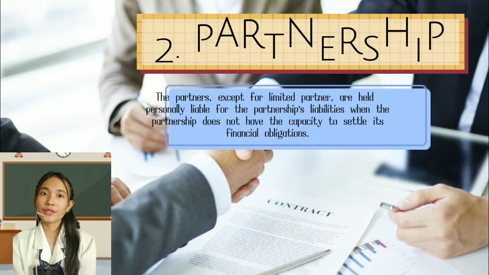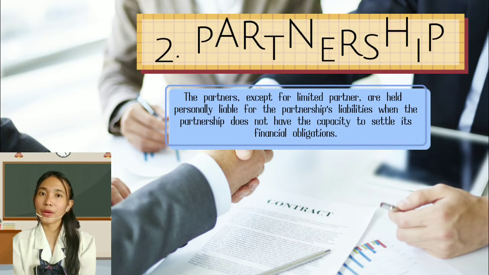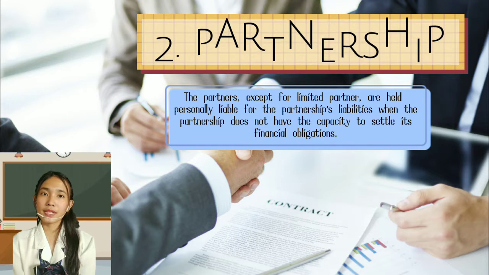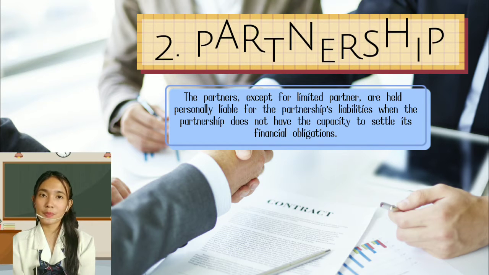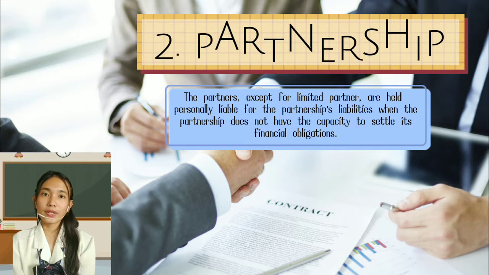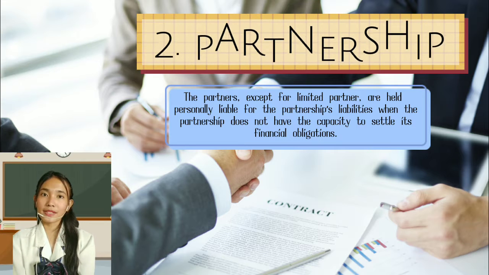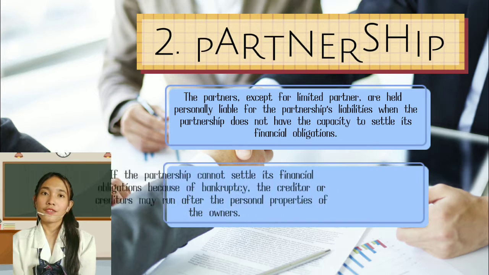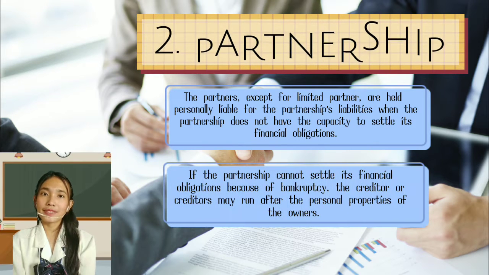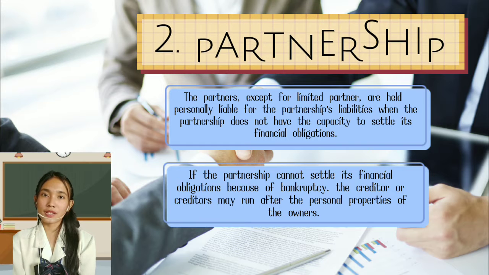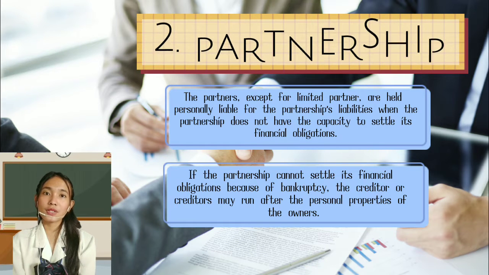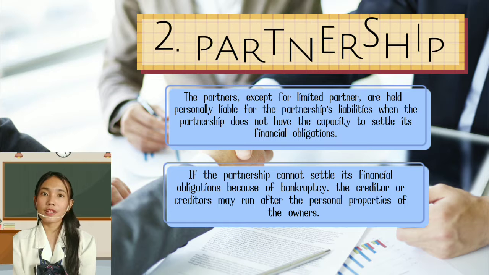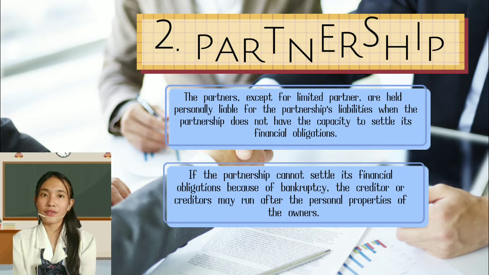The partners, except for the limited partner, are held personally liable for the partnership's liabilities when the partnership does not have the capacity to settle its financial obligations. Thus, if the partnership cannot settle its financial obligations because of bankruptcy, the creditor or creditors may run after the personal properties of the owners.